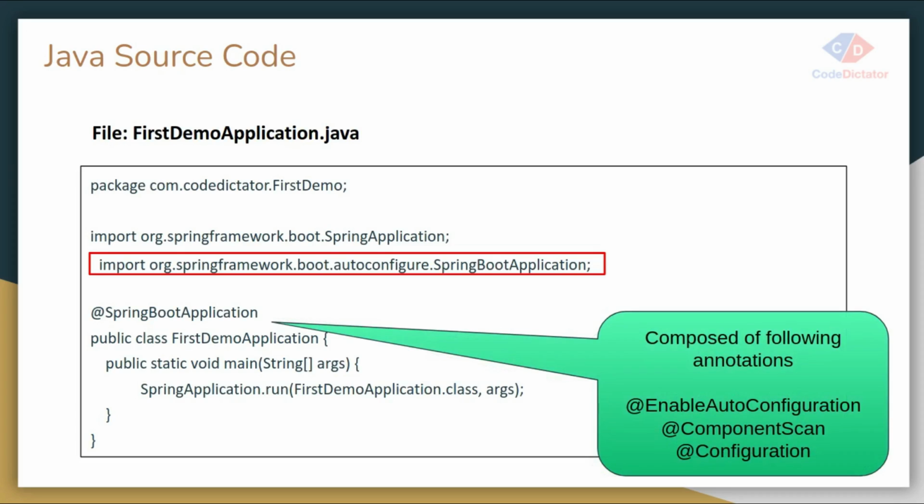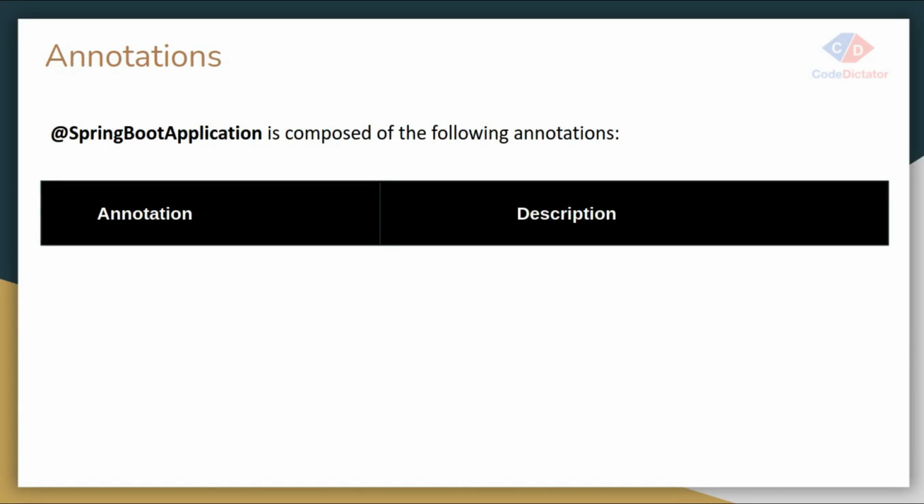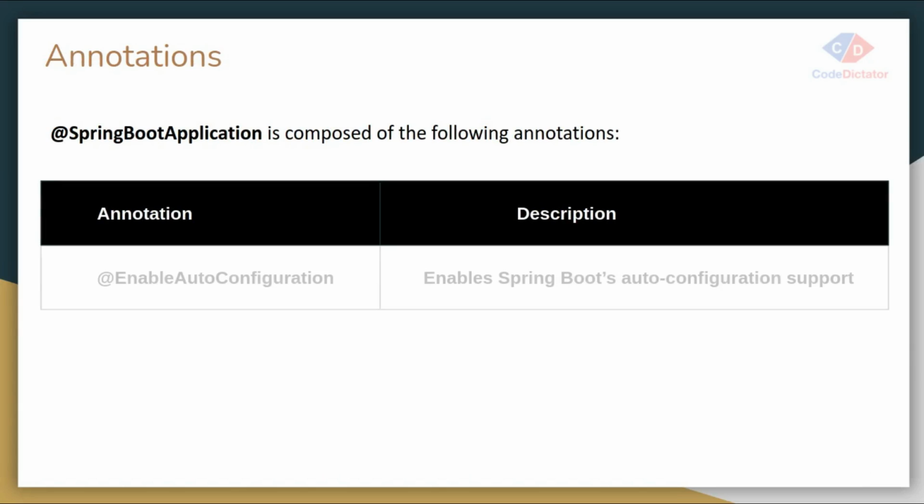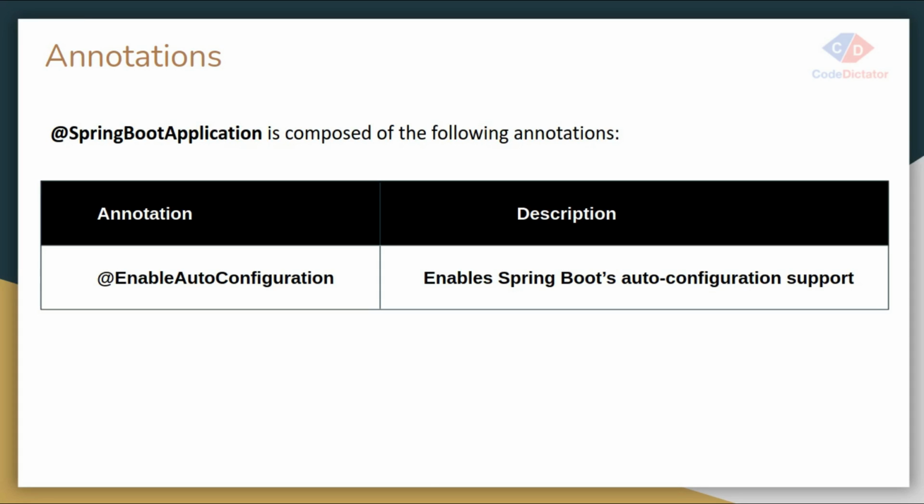In that annotation, by default we get these pre-built annotations, which are @EnableAutoConfiguration, @ComponentScan, and @Configuration. So let's understand each and every annotation and why we are using them. Starting with @EnableAutoConfiguration: basically it enables Spring Boot auto configuration support.